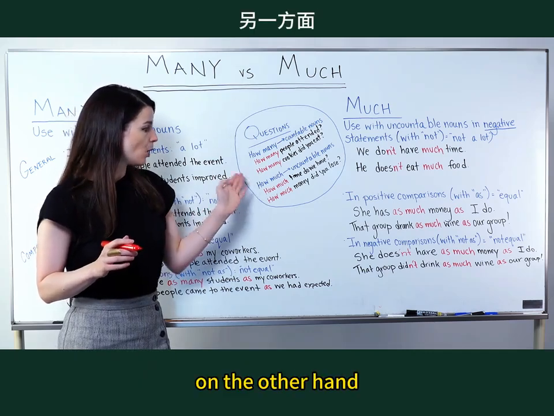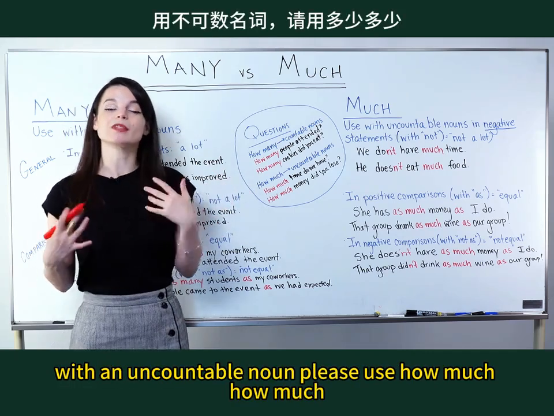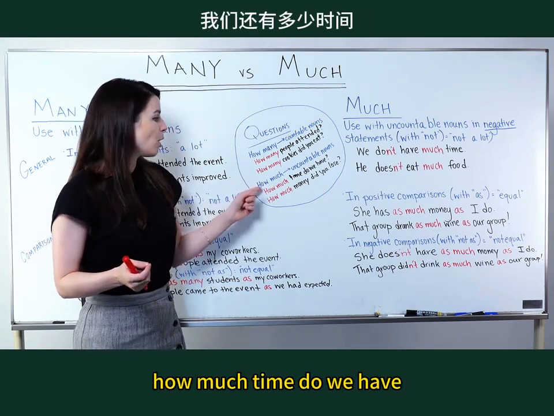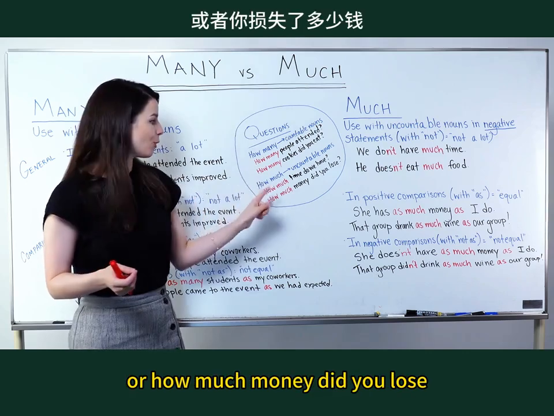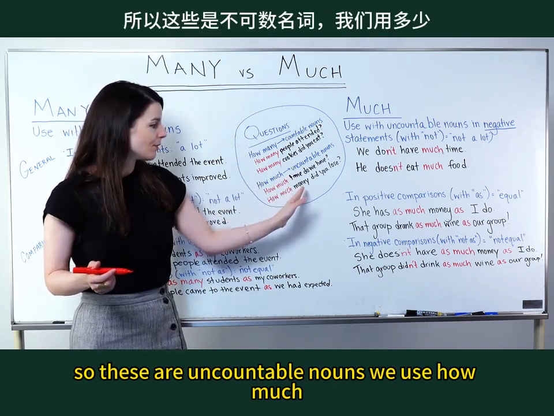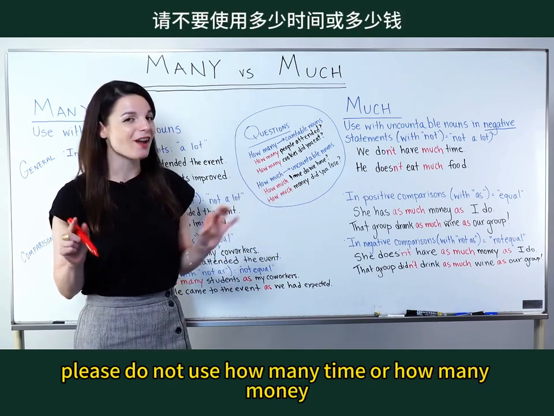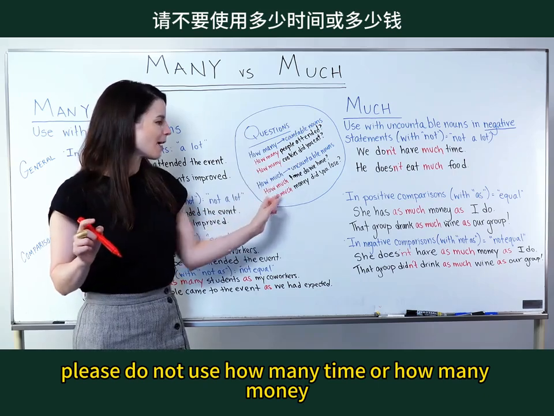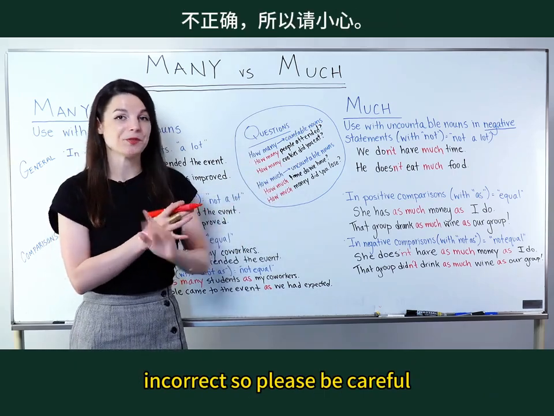On the other hand, with an uncountable noun, please use how much. How much time do we have? Or how much money did you lose? So these are uncountable nouns. We use how much. Please do not use how many time or how many money. Incorrect. So please be careful.